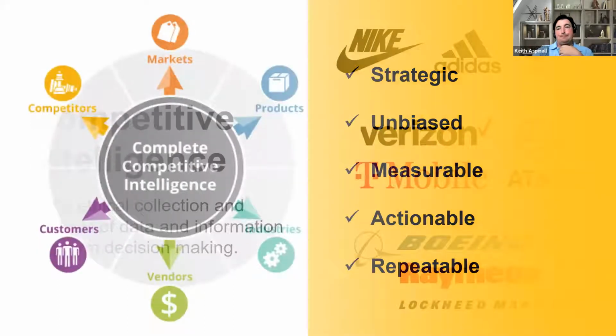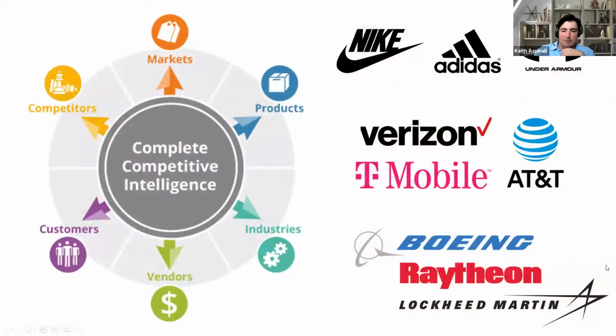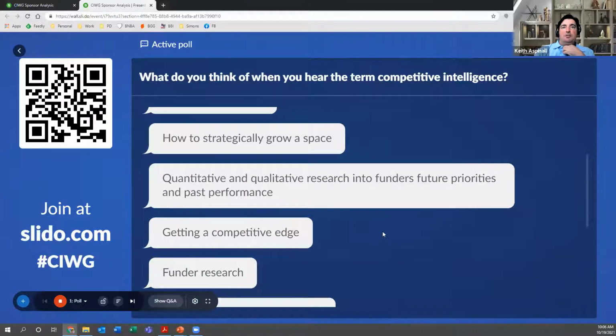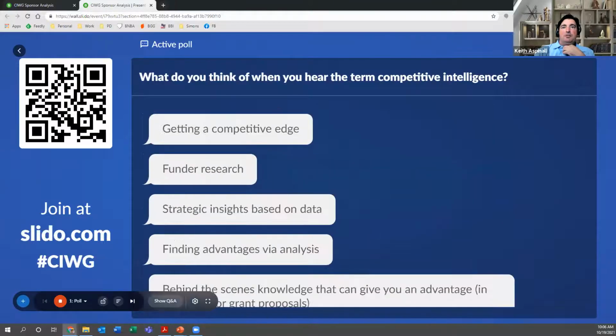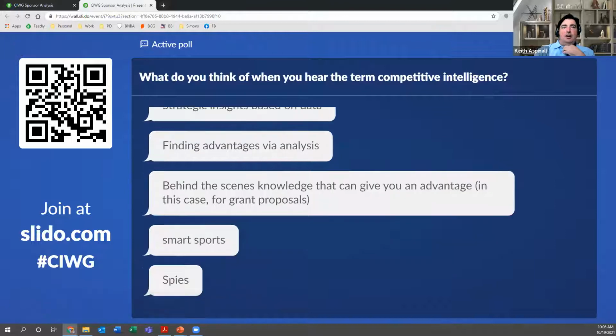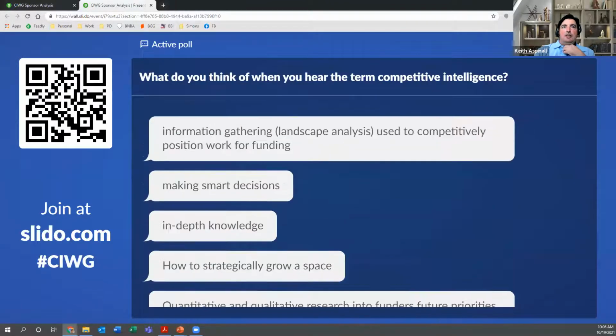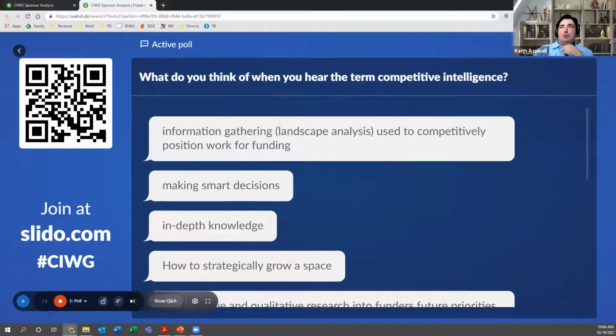Before I actually get into this, I'll pull Slido back up to see if we had any more answers. How to strategically grow a space, quantitative and qualitative research. Okay, that was the top. In-depth knowledge, information gathering, landscape analysis, position. So there's a range of what people think of.